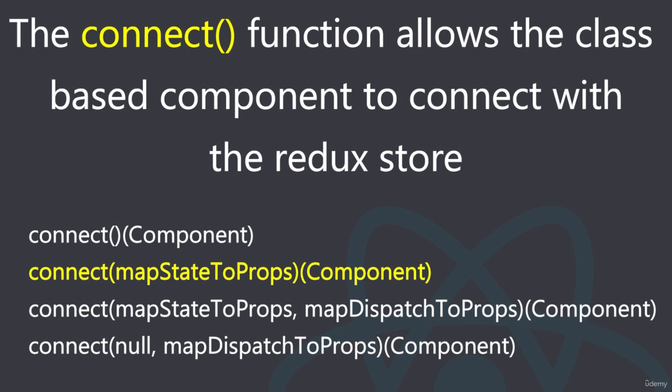In the third example, we have map state to props and map dispatch to props. And in the fourth, in case you do not have map state to props, note that in the second syntax, when we do not have map dispatch to props, we do not pass null. But when you have only map dispatch to props and you do not have map state to props, then you have to pass null because the first parameter is not passed. These are the different ways. There can be more ways also, but these are four basic ways we can use.